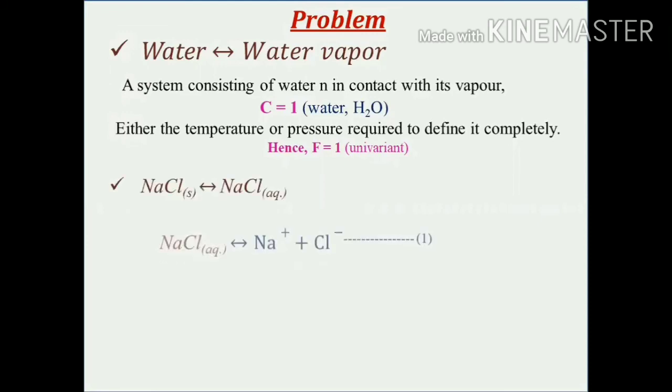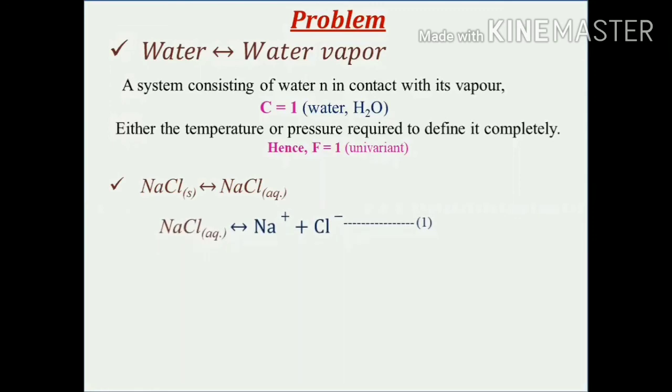Okay, now let's move on to the next problem. We have a system wherein NaCl is there in the solid phase, and also NaCl in the aqueous phase is there. Now let's look at the problem first. This equation is suggesting us two things. First is that NaCl is taken up in the solid state, and what is written on the right hand side of the arrow is in the aqueous state. That means definitely the presence of water is there inside the system.